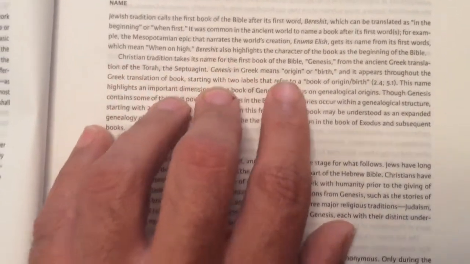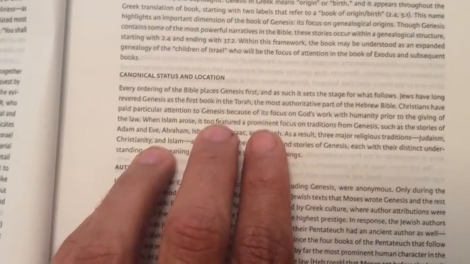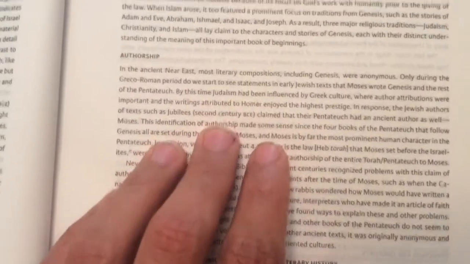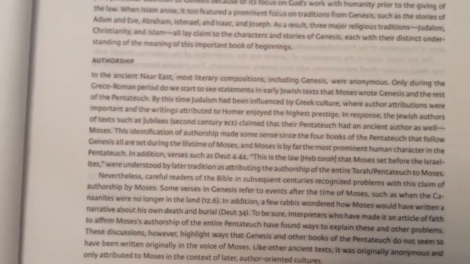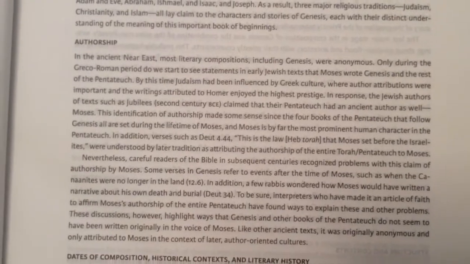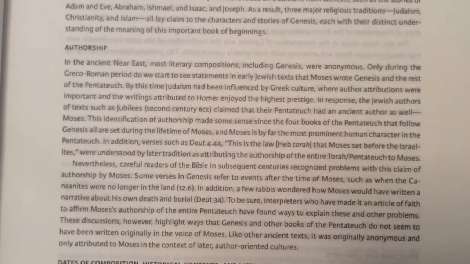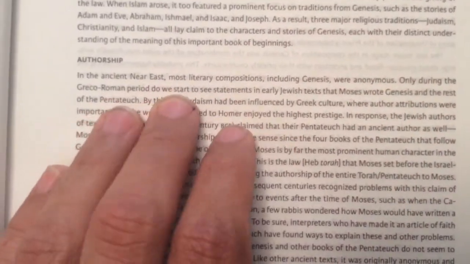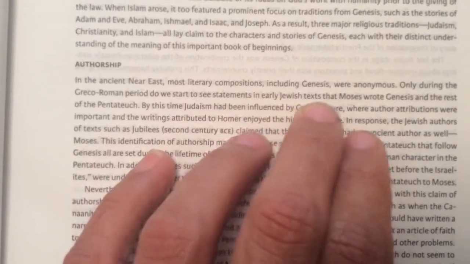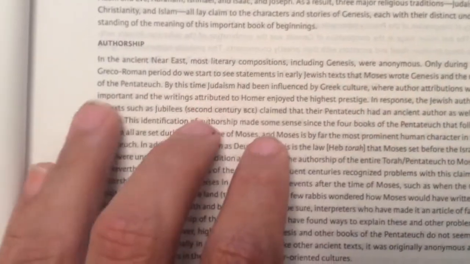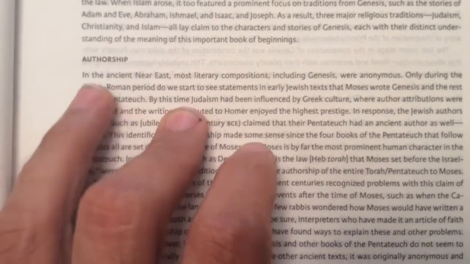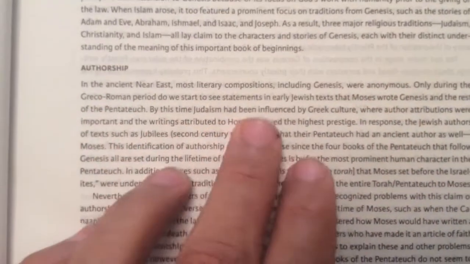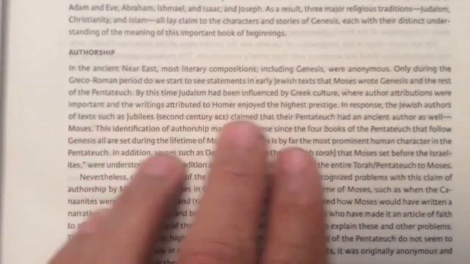Okay, so it does get into all that stuff that I've been referencing and talking about. Authorship talks about who probably wrote it. It gives you the actual history, so it's not basing it off of a simple biblical understanding. See, only during the Greco-Roman period do we start to see statements in early Jewish texts that Moses wrote Genesis, or the rest of the Pentateuch. Talks about Homer.